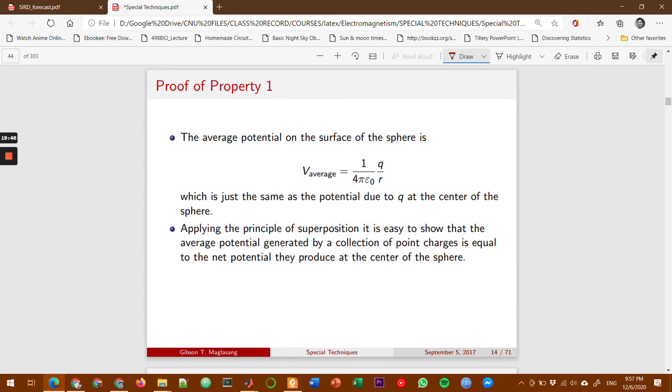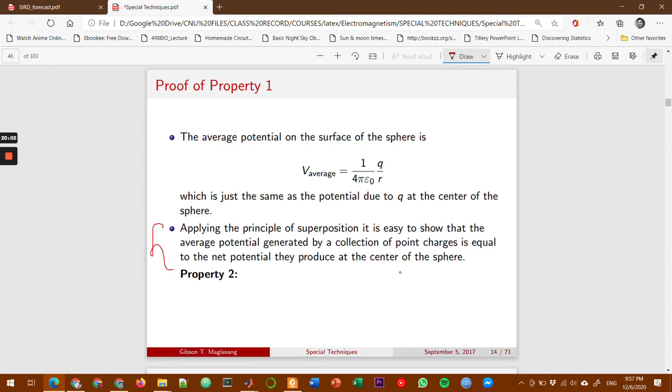Now applying the principle of superposition, it is easy to show that the average potential generated by a collection of point charges is equal to the net potential they produce at the center of the sphere. Okay, that's property 1.